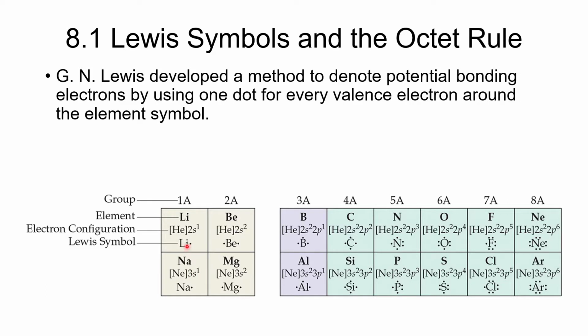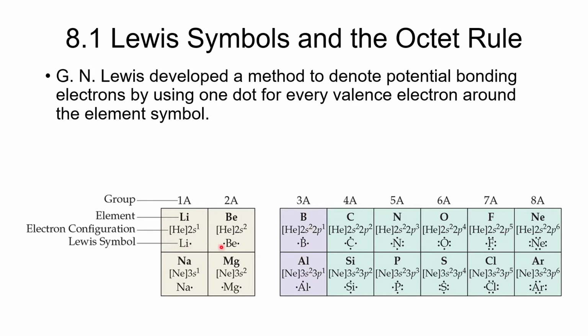So period 2, we've got lithium, which has one valence electron. I think we talked about this in the previous chapter, but the group number will tell us the number of valence electrons. And the electron configuration also tells us the number of valence electrons. So we've got one valence electron, so we have one dot. With two valence electrons, we'll get two dots for both beryllium and magnesium. For three valence electrons, we'll have three dots.